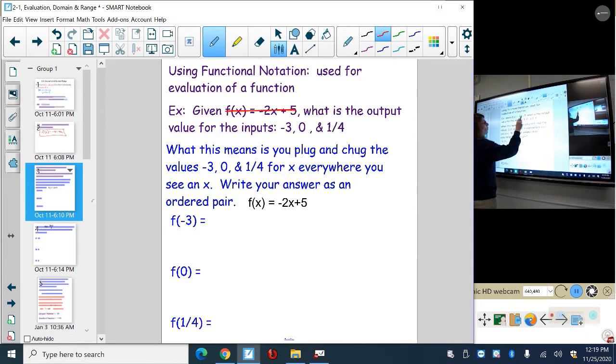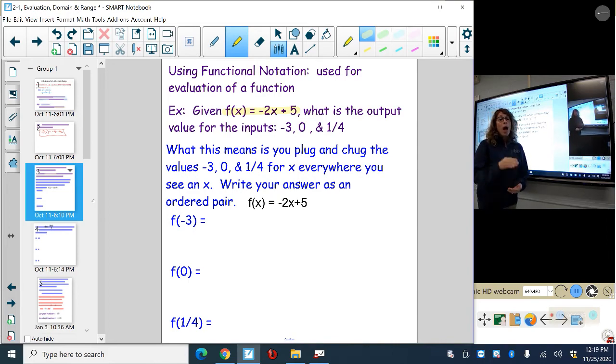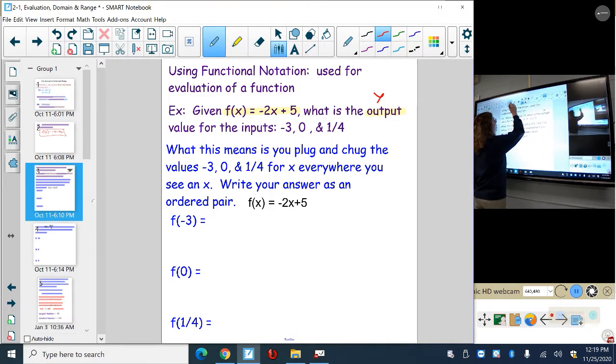So if I give you f of x is equal to, y is equal to negative 2x plus 5, I'm telling you that all of my y values, which is f of x, correspond and are dependent upon whatever x is by multiplying it by negative 2 and then adding 5. And I want to know what the output, aka y value, is for my input, aka x values. Okay? So basically what you're doing is you are simply plugging and chugging the values negative 3, 0, and 1/4 in for x. And then you're going to chug out an answer.